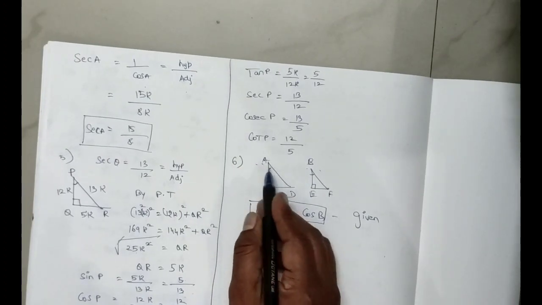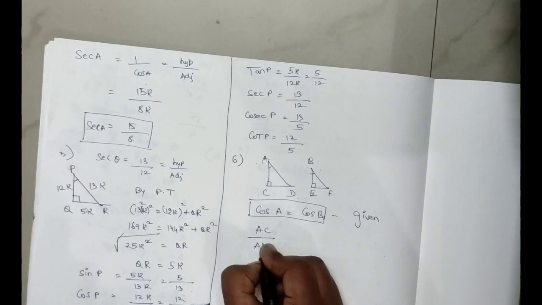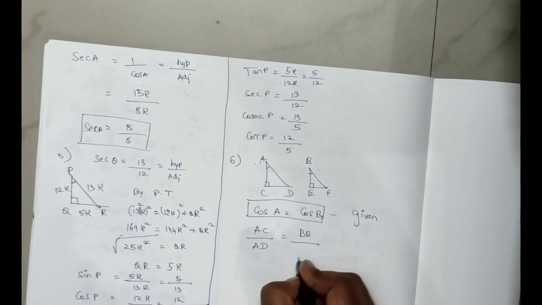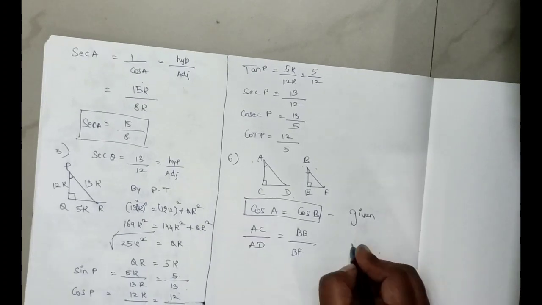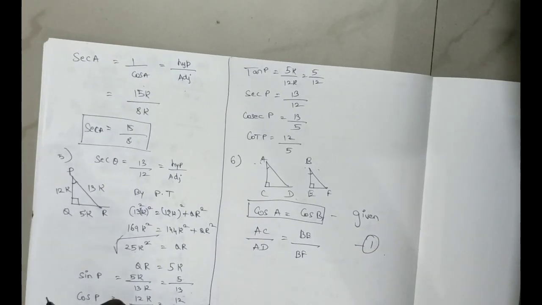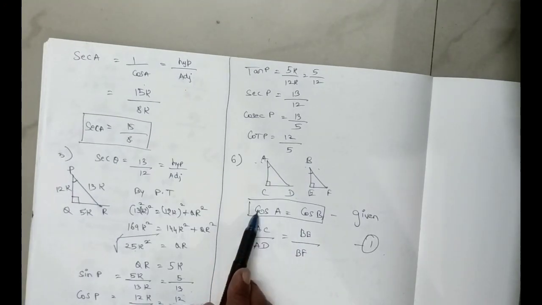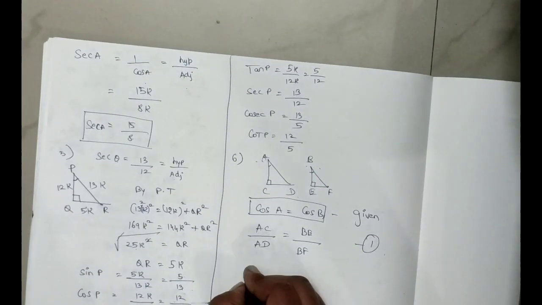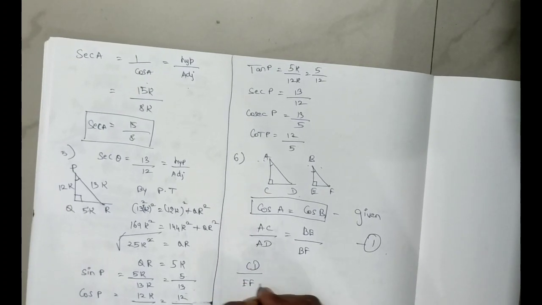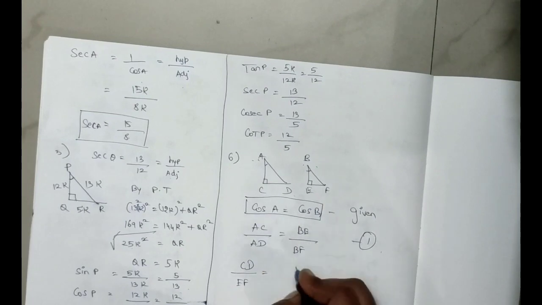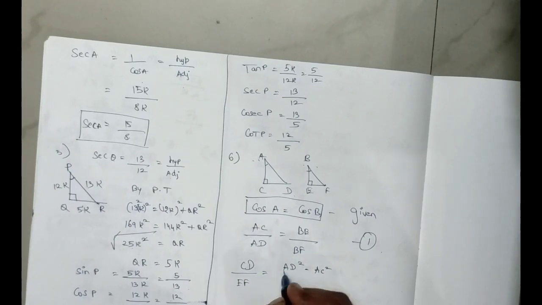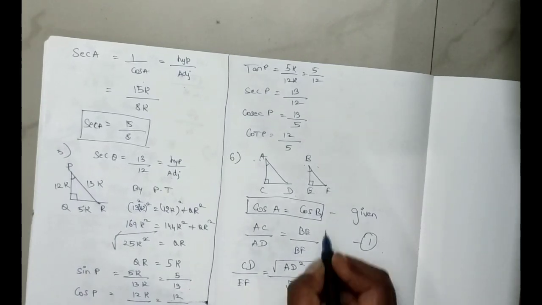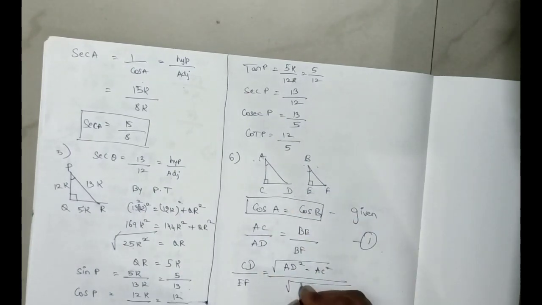What is cos A? AC by AD is equal to BE by BF. Let this be the first equation. And now we have to see whether this angle is equal to this angle. Cos is equal to cos. Whether this angle is equal to this angle, we have to find out. And let's assume CD by EF, which equals, what is CD? AD square minus AC square. I am saying this according to the Pythagoras theorem. EF is going to be BF square minus BE square.